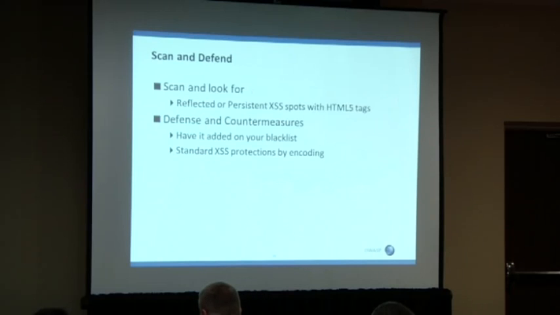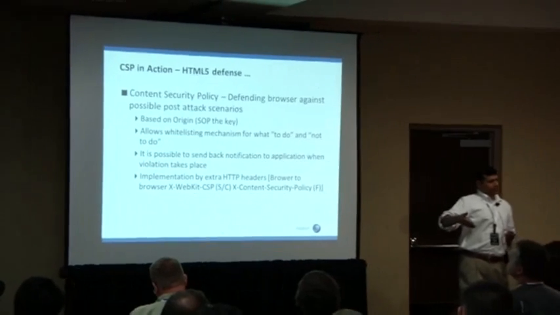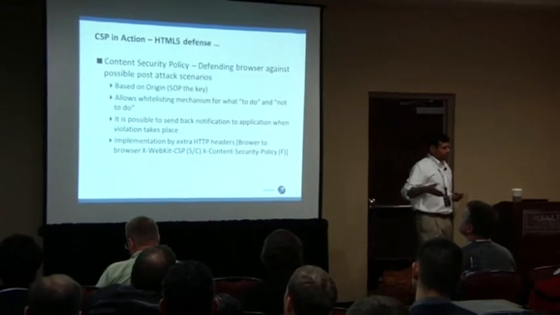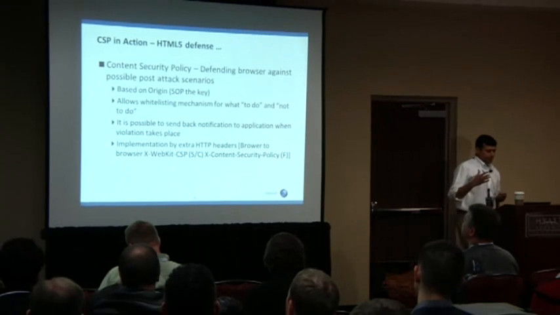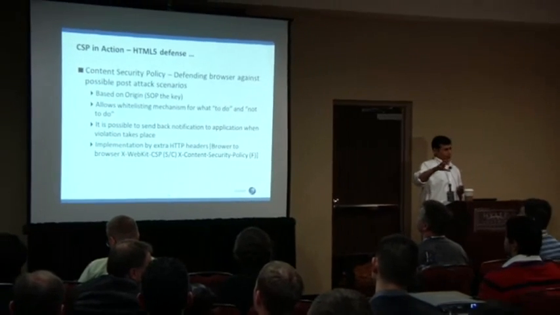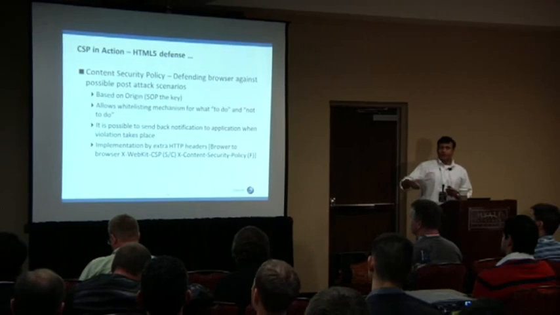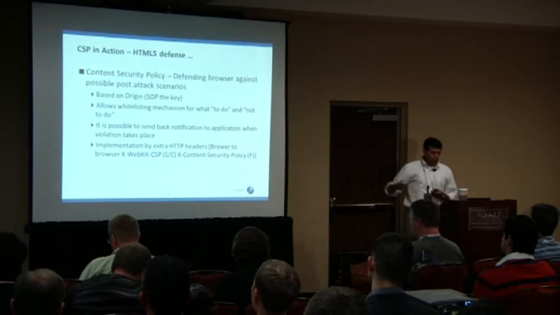So pretty much what you can do is clamp down on your reflected and persistent XSS, and do a blacklist, improve your blacklist and so on. Another interesting defense which is added with HTML5 is the content security policy. What we have is the content security policy, its base is SOP, the same origin policy. And it dictates what you can do and what you can't do.